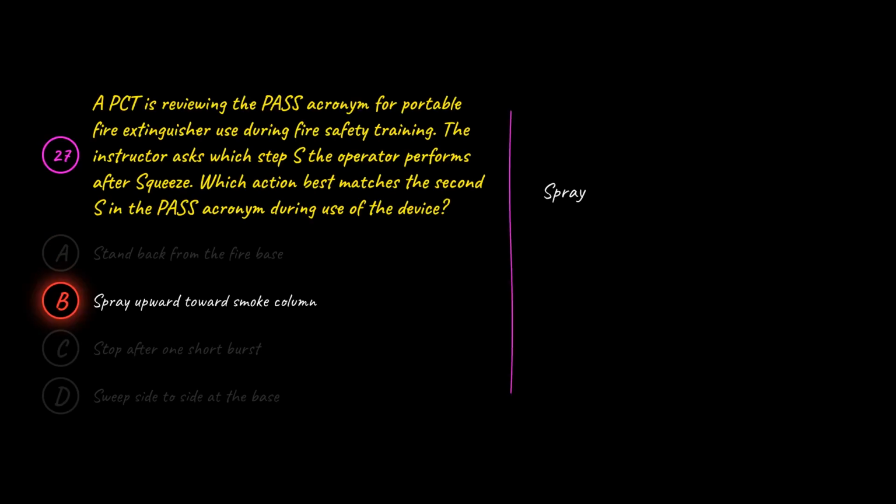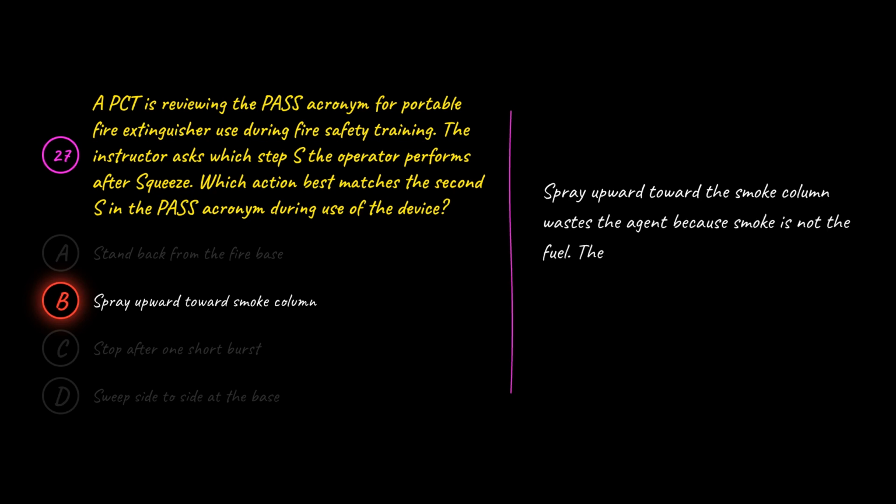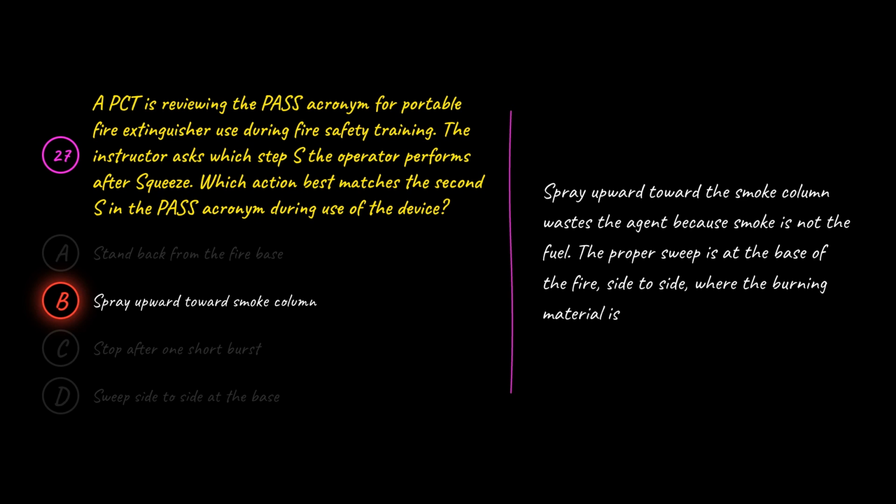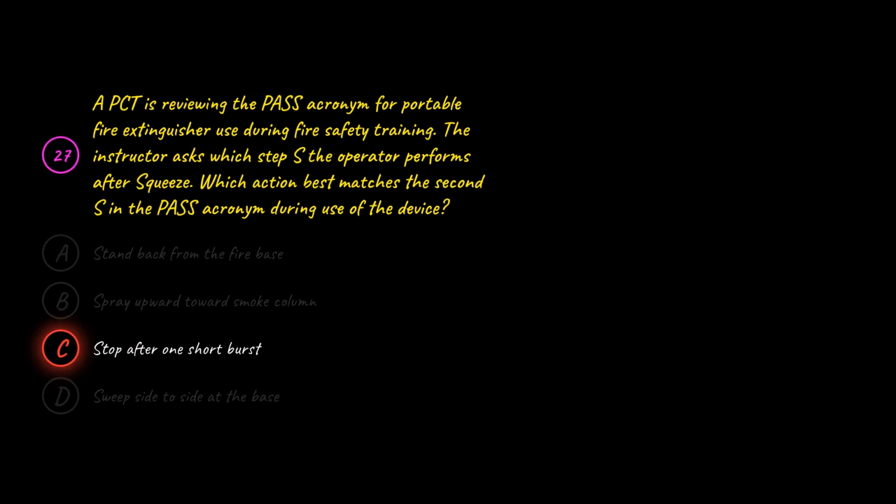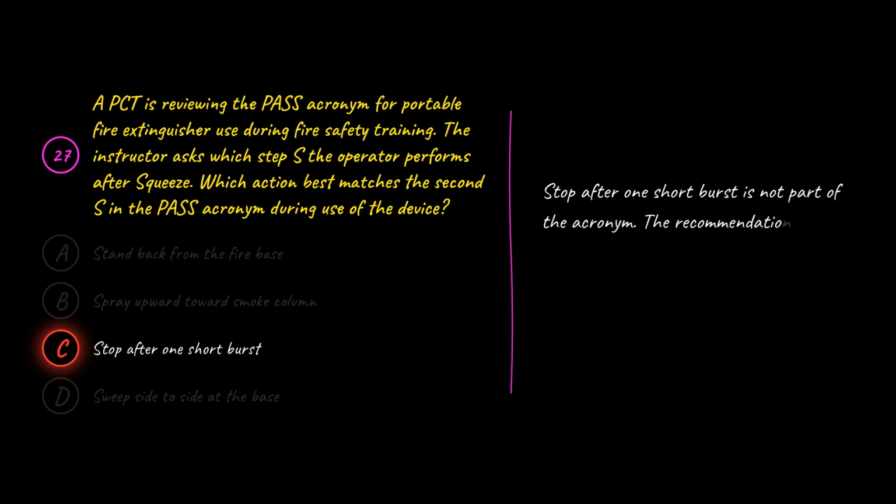B is wrong because spraying upward towards the smoke column wastes the agent, because smoke is not the fuel. The proper sweep is at the base of the fire, side to side, where the burning material is, not toward the smoke. C is wrong because stop after one short burst is not part of the acronym. The recommendation is to sweep continuously while squeezing the handle so the agent reaches the entire base of the fire effectively during the discharge.